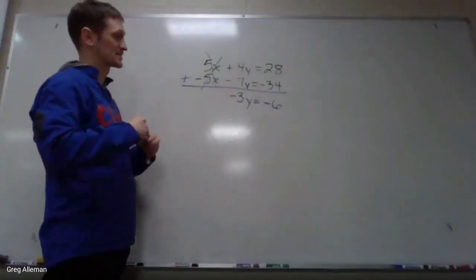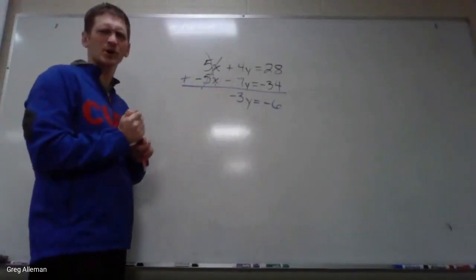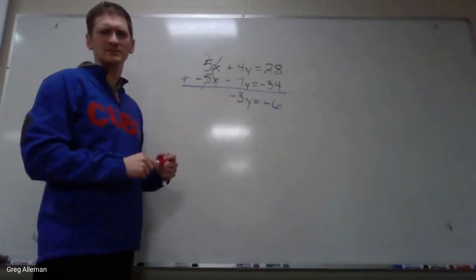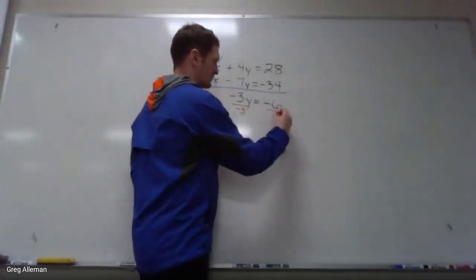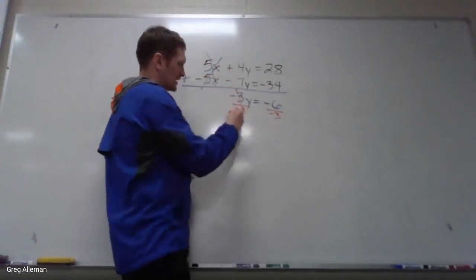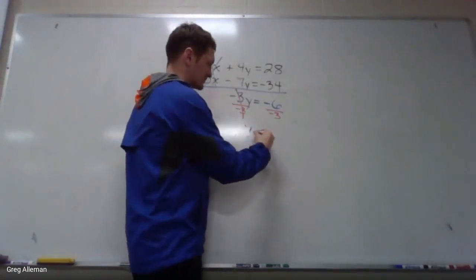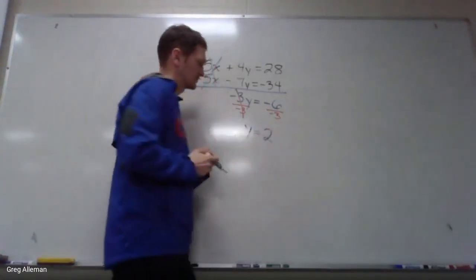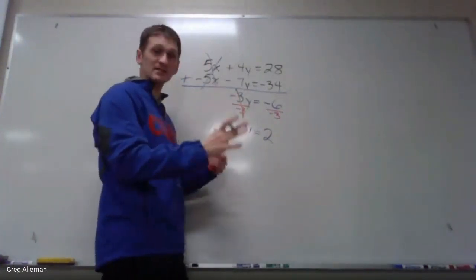Because now what we can do is solve for y. What could we do from here to get y by itself? Divide by negative 3. Yep, divide by negative 3. Those cancel. And then y is equal to positive 2. All right. So that's part of the answer.